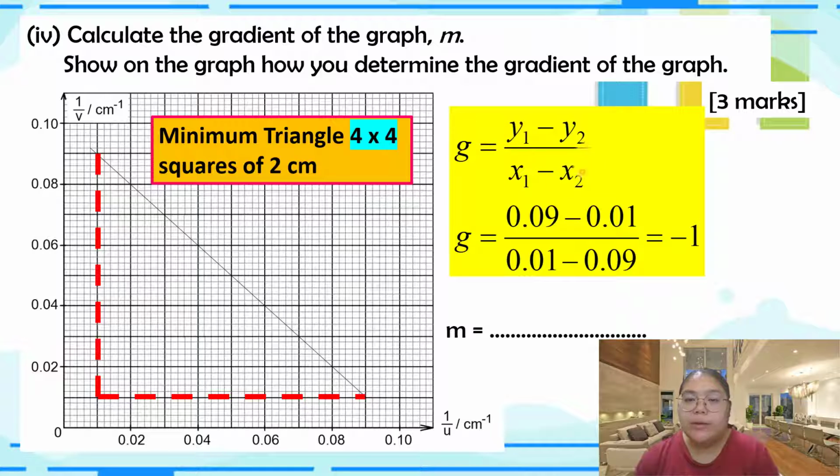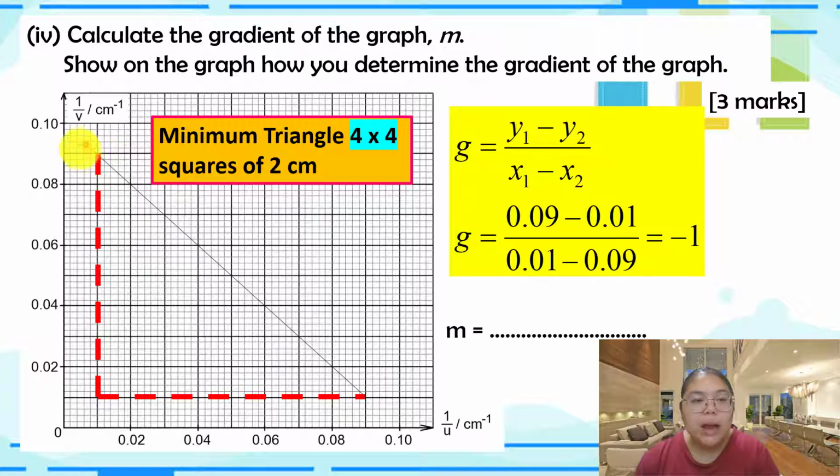Okay, now this one is a formula for gradient. So I take y1. Normally I take the biggest one, the highest one, as part 1, and the lowest one should be part 2. So part 1 minus part 2. The part 1 y1 is 0.09 minus the part 2 y, there's a 0.01.